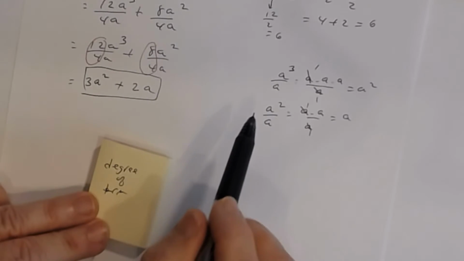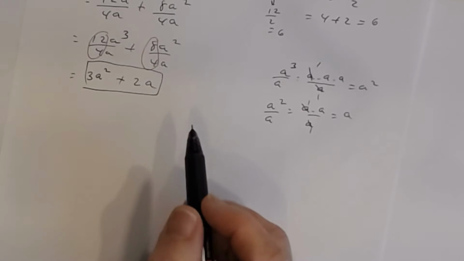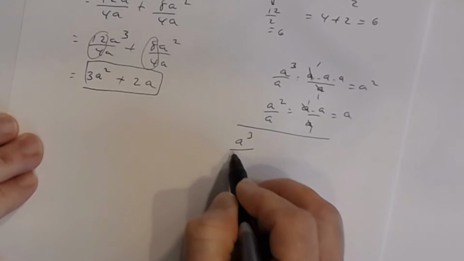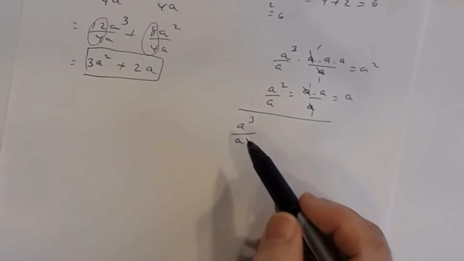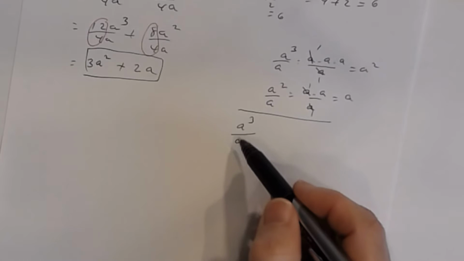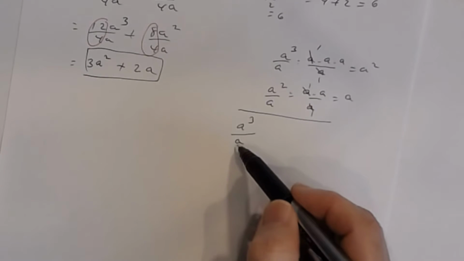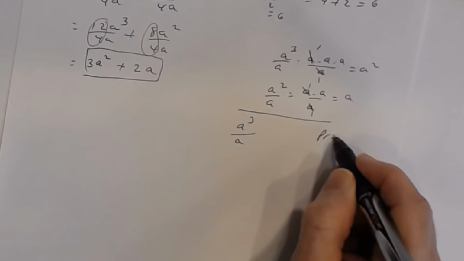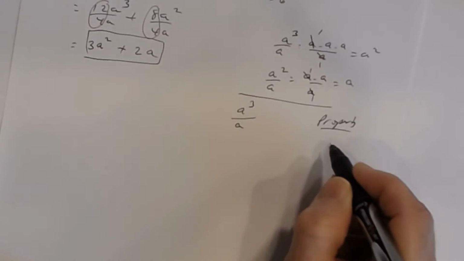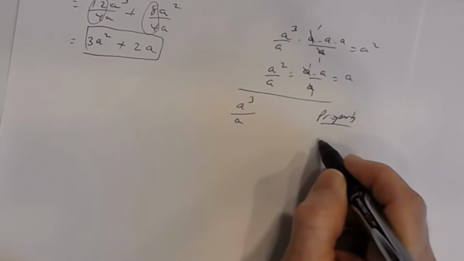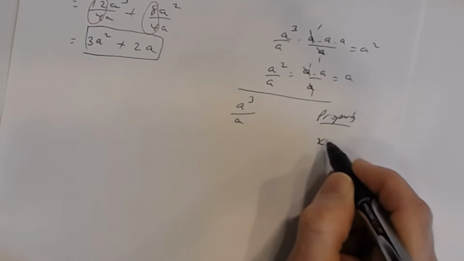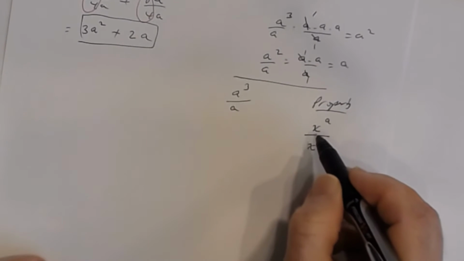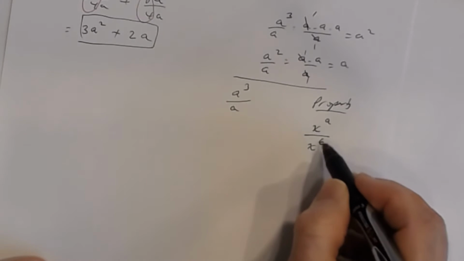I want you to look at this from another point of view. Listen carefully. I'm going to go back here: a cubed divided by a. Remember, in a previous course you learned about the property I'm about to remind you about. When you divide like bases, you subtract exponents. The property looks something like this: let's say we had x to the a power divided by x to the b power. The property said when you divide like bases, you subtract exponents.